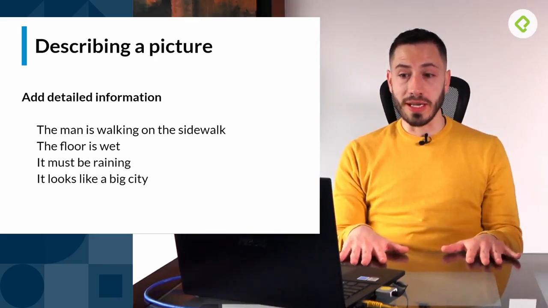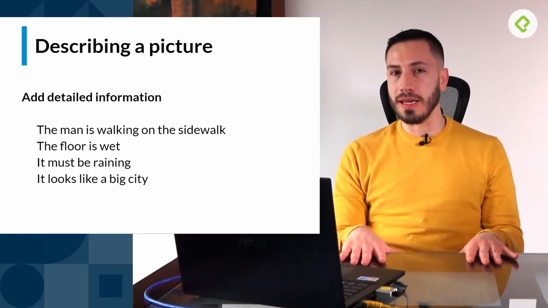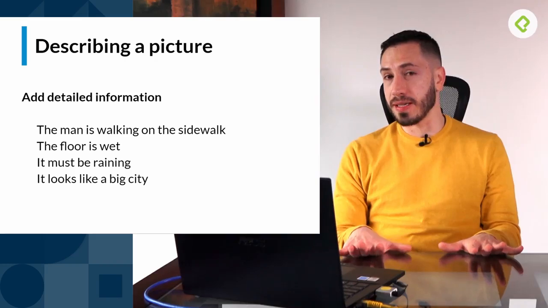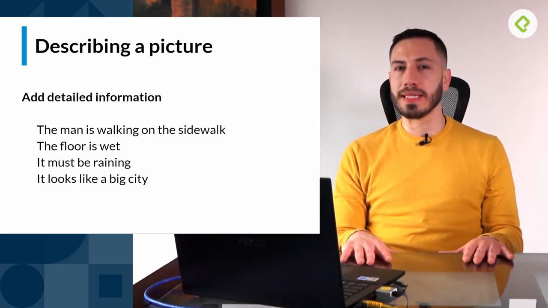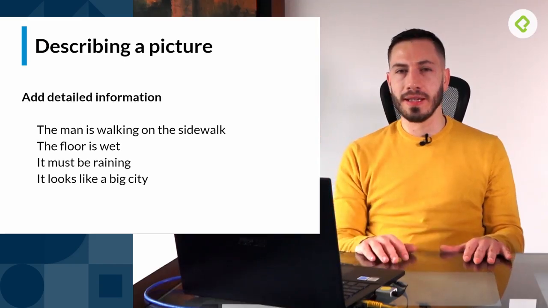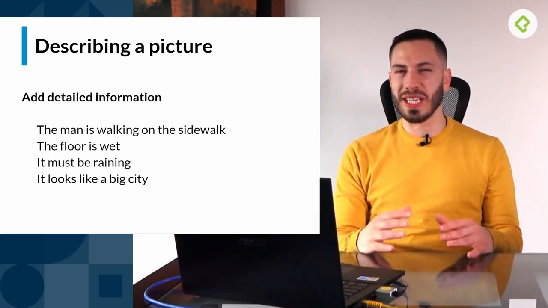The floor is wet. It must be raining. We're not sure, but we're almost sure. It must be raining. And it looks like a big city. For the types of buildings and the cars and the traffic lights, we get that impression.